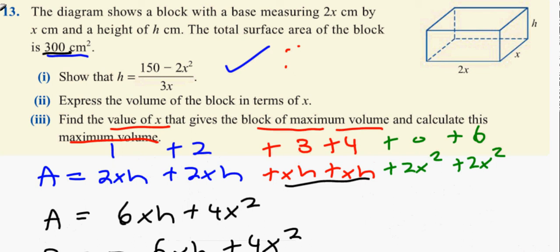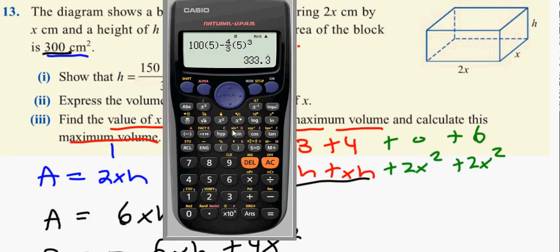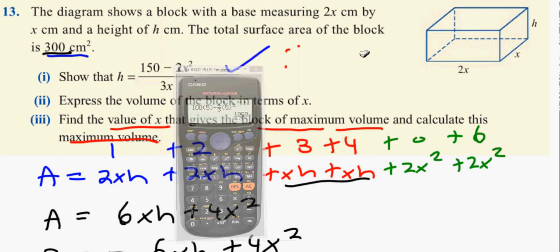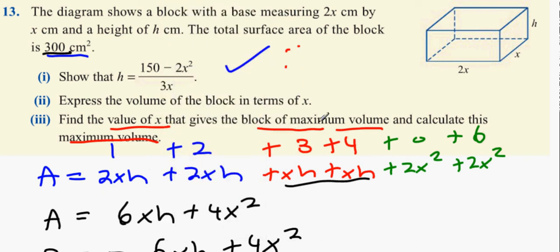So what is this question turned in? So it's 1000 over 3 centimeters cubed. Maximum volume 1000 over 3 centimeters cubed. Value of x is 5.